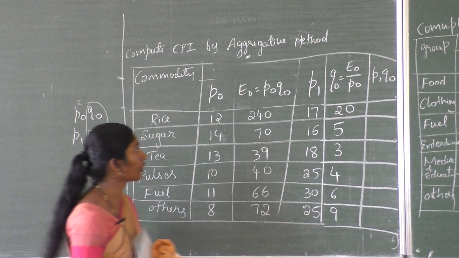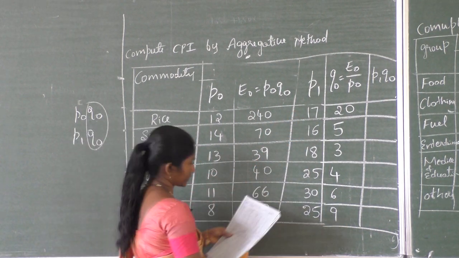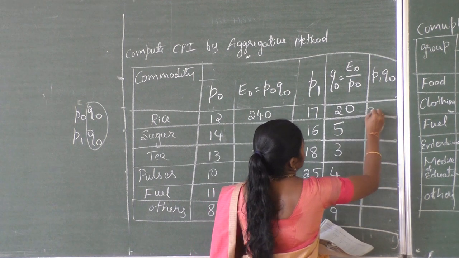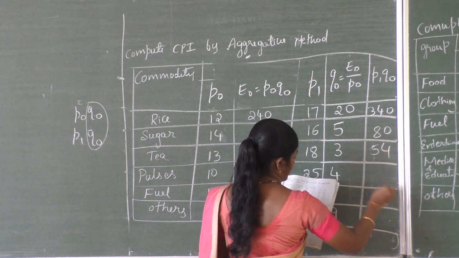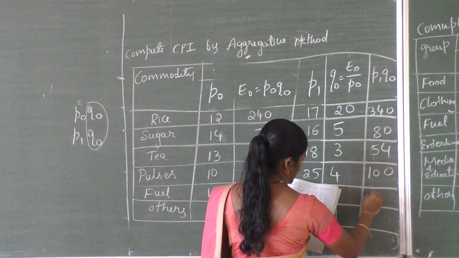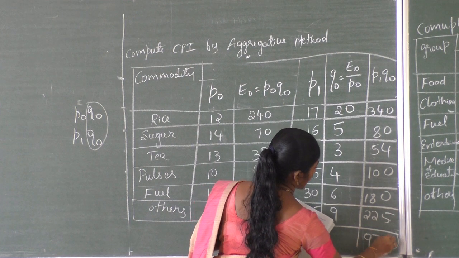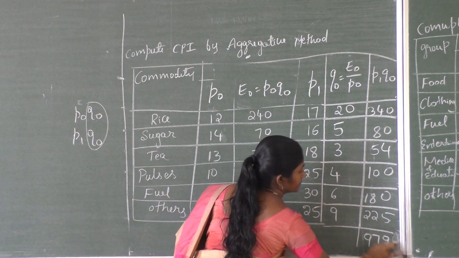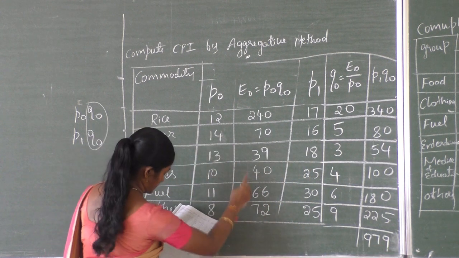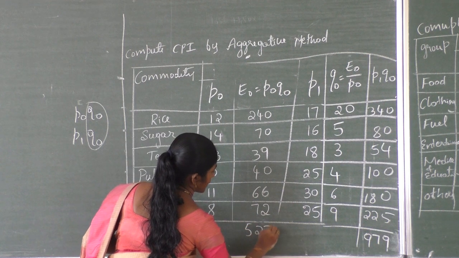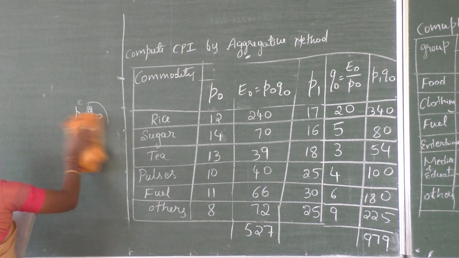Next, P1 into Q naught. Q naught we have to multiply with the P1. P1 into Q naught: 17 into 20, that is 340, 80, 54, 100, 180, 225. Our total answer is 979, and the other one, 527. We got both answers.